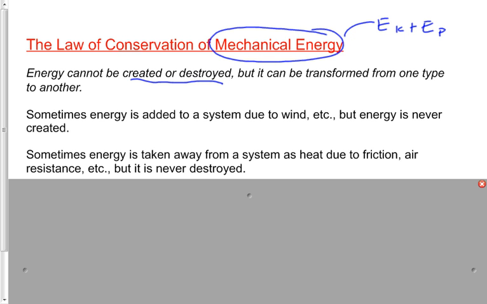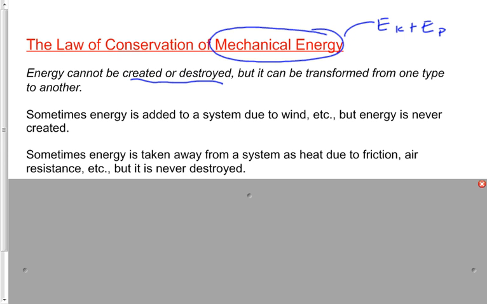And similarly, sometimes energy is taken away, like the friction example of the car stopping that I was just talking about. Usually when that happens, it's transformed into thermal energy, but that's still a form of energy that ends up being dissipated in the air. You warm up the air a little bit. Not very much, but air resistance and so on.